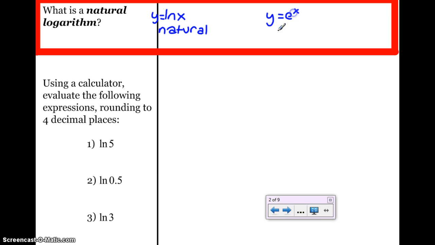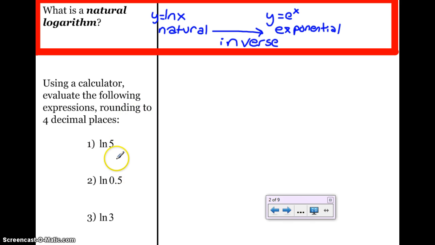We graphed both of these actually. So natural log, this is exponential, and they are inverses of each other. That's why when you graph them, they wind up looking like they are reflections. They are inverses of each other. So a natural logarithm is the inverse of an exponential graph.